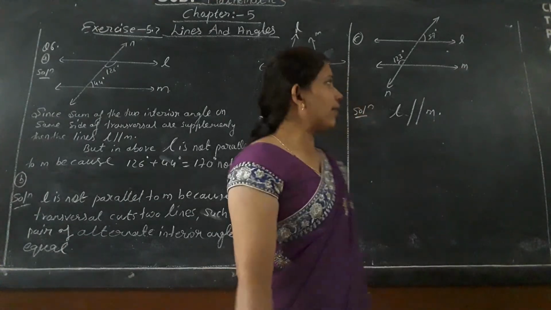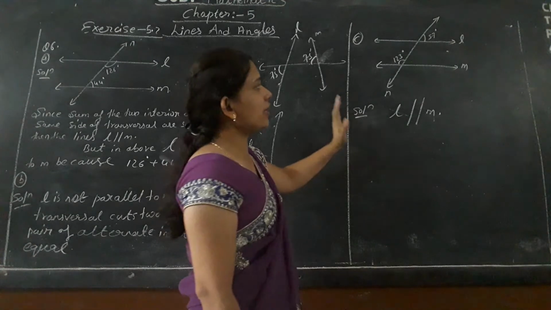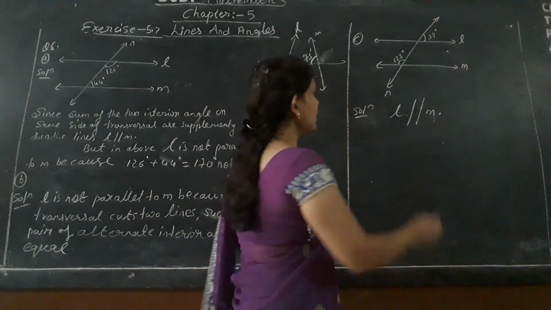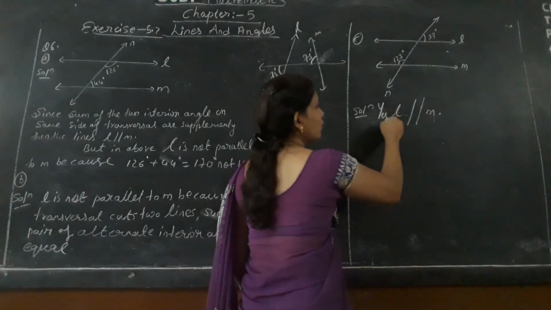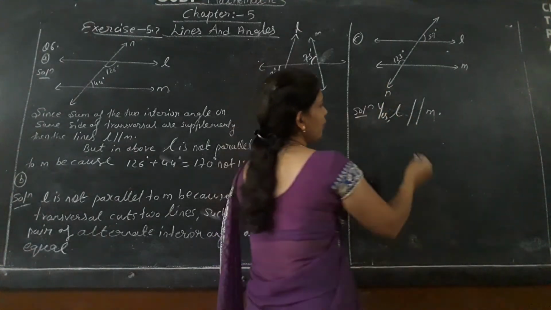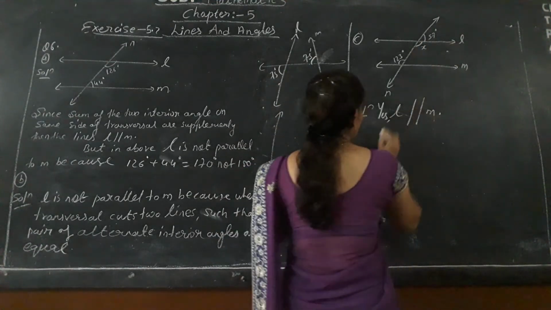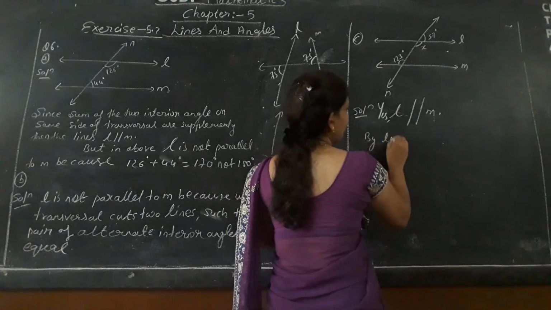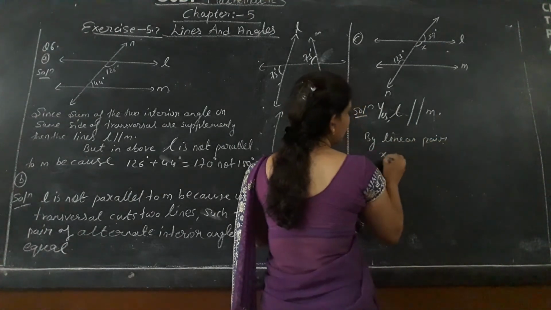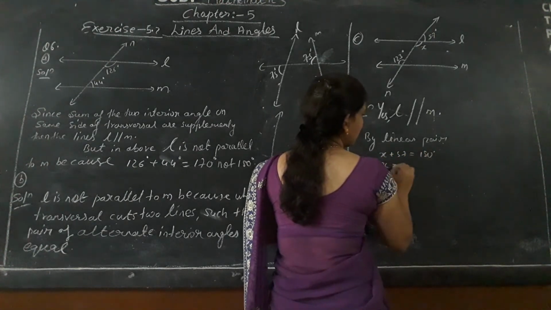Now next we have the C part of the question. Here in the C part we can say that line L is parallel to line M. So the answer is yes, line L is parallel to line M. Why is it so? We can easily find out. So here, using the linear pair property, let it be X. So by linear pair we can say that X plus 57 is equal to 180 degrees, isn't it? So X is equal to 180 degrees.